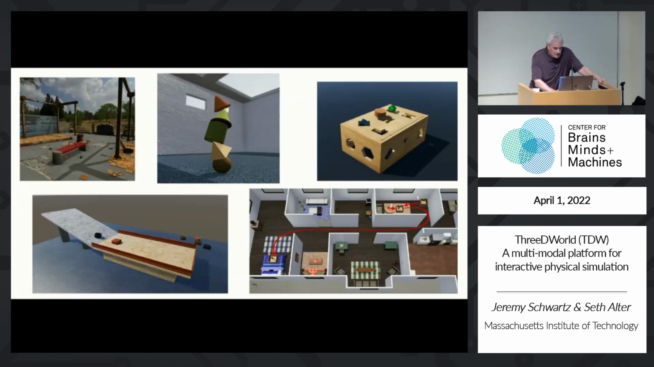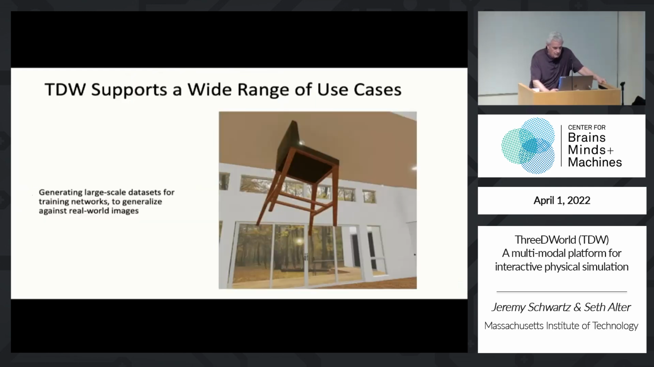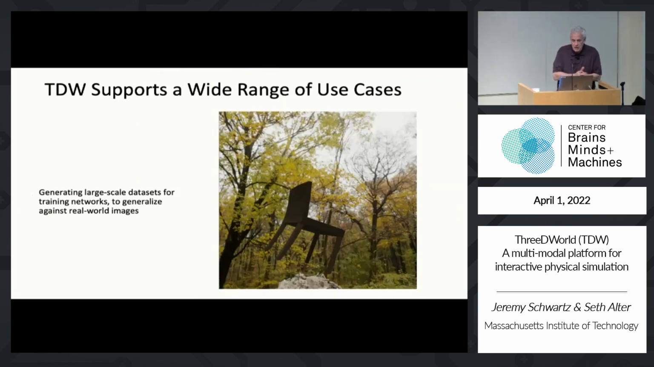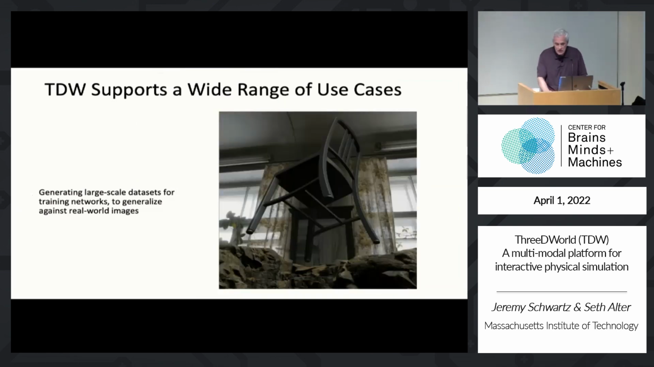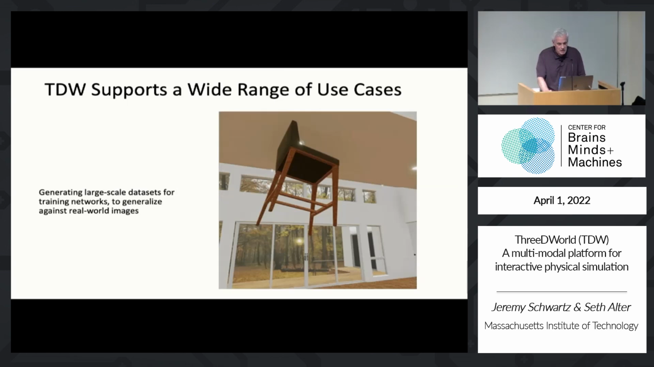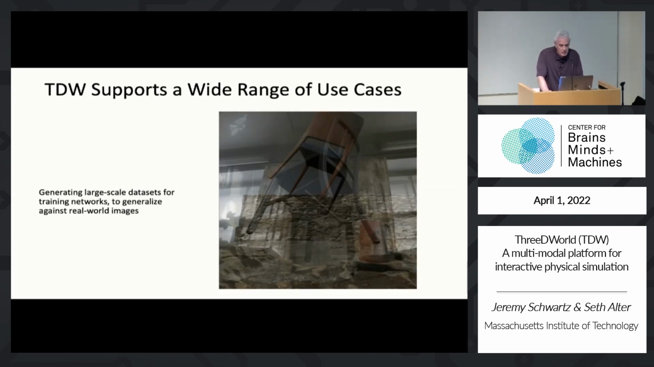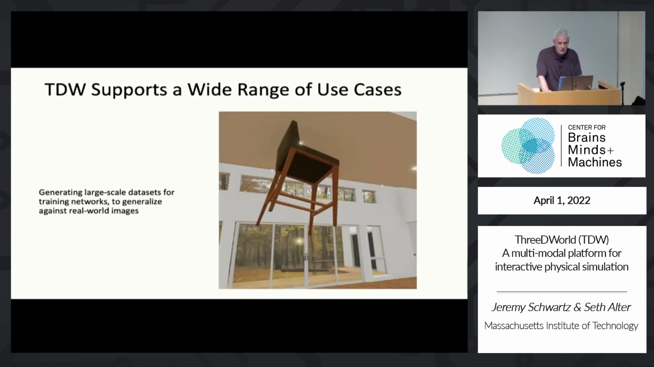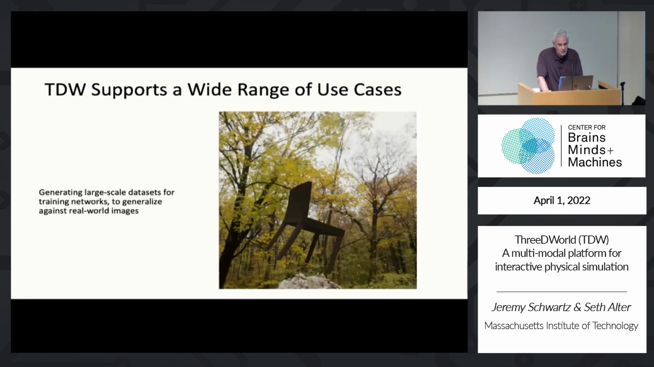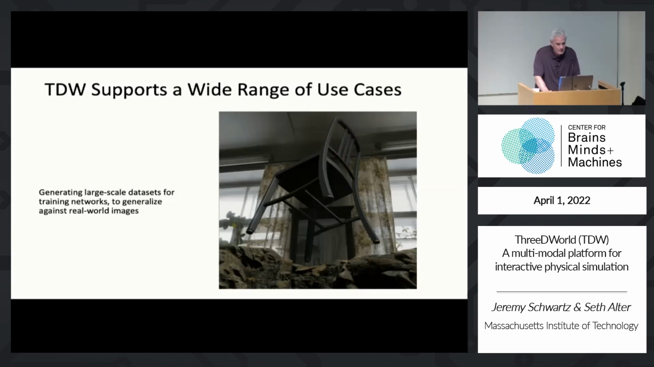So let's actually take a look at some examples of some very different kinds of use cases. So here we see an example of generating data sets of synthetic images, usually used for training networks to generalize against real-world images such as those from ImageNet. These images were generated for the purposes of collecting neural responses from primates when viewing synthetically generated images.